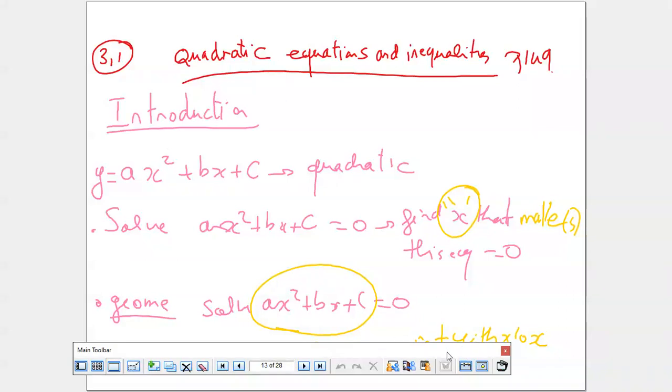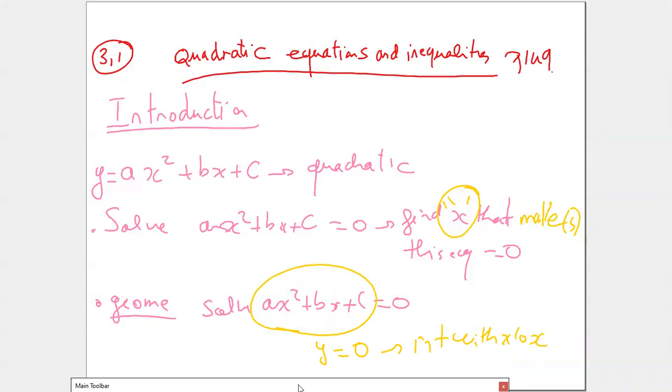So now we are doing lesson 3.1, quadratic equations and inequalities. First, when I say quadratic, it means it's of the form ax squared plus bx plus c. What does it mean to solve a quadratic equation equal to zero? It means I need to find the value of x that makes this equation equal to zero.